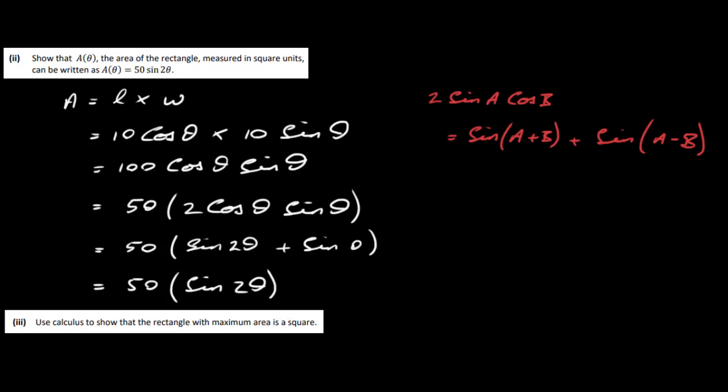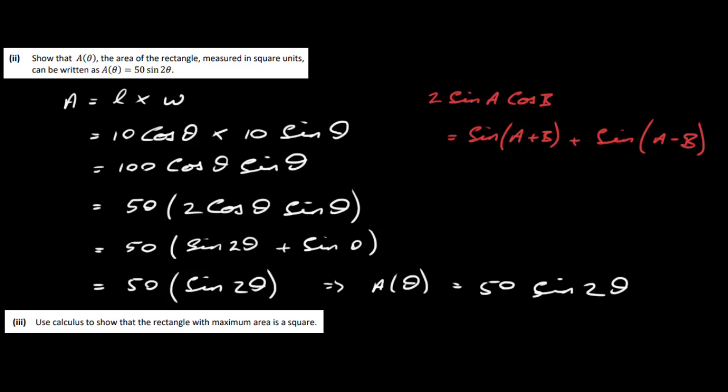50 sine 2 theta, because the sine of 0 here is just going to be 0. So that's it really, just to write it the way they want it. Then we have A of theta is equal to 50 sine 2 theta. Okay, so that's it for part 2.